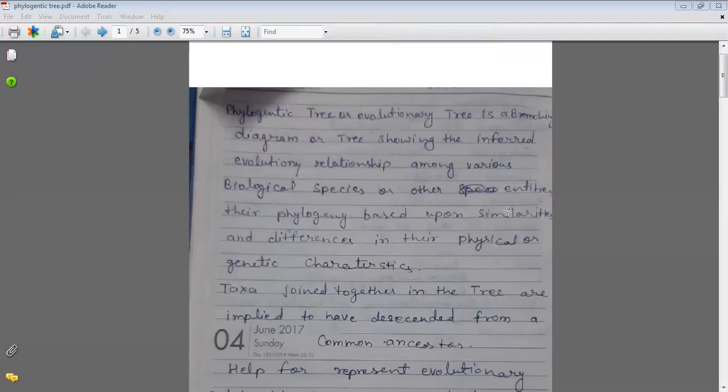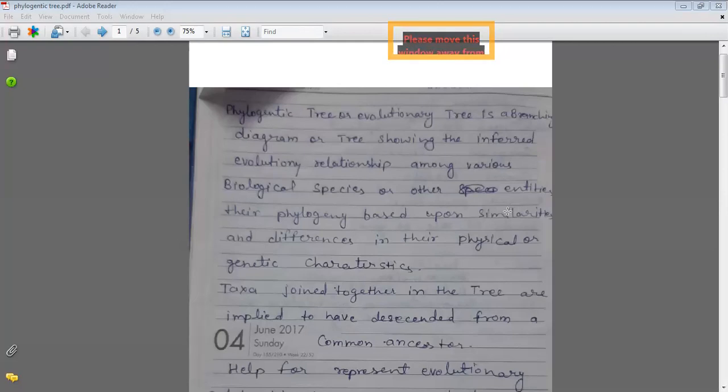Today we will discuss the phylogenetic tree, or tree view. A phylogenetic tree is an evolutionary tree, a branching diagram or tree showing the evolutionary relationships among various biological species or other entities, their phylogeny, based on the similarities and differences in their physical and genetic characteristics.